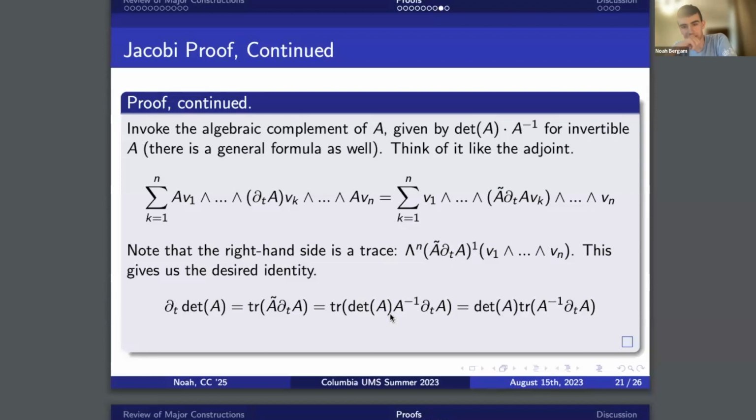I don't want to get too much into the theory of it, partly because I don't know anything about it, but I do know that the algebraic complement of A for an invertible matrix is the determinant of A times A inverse. This might actually be, no, wait, not for a matrix. What I mean is a formal power series, operator valued formal power series. And there's a more general formula that we won't think too much about. But I really just want to think about it like we're invoking the matrix adjoint, kind of.